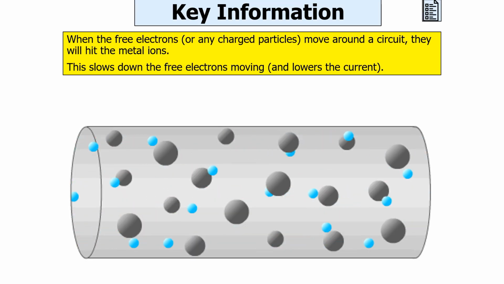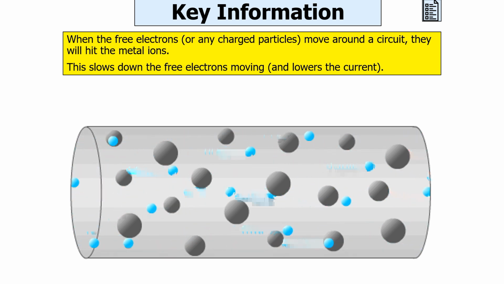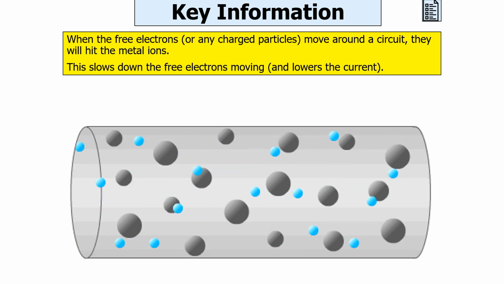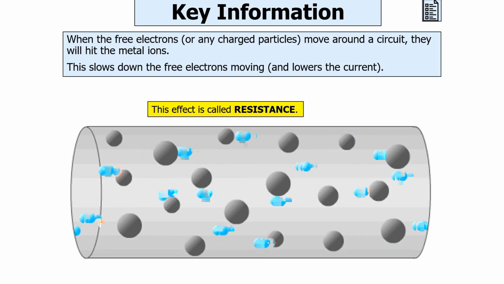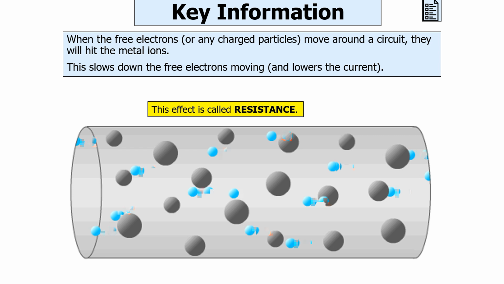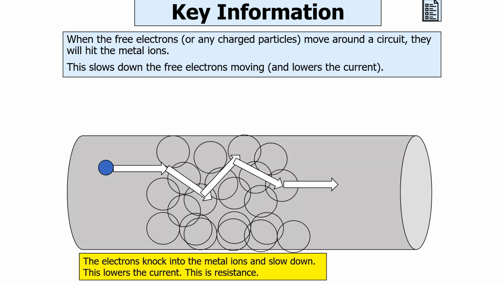Now, when free electrons or any charged particles move around a circuit, they will hit the metal ions of the wire. This slows down the free electrons moving and lowers the current going through the wire. This effect is called resistance. So fundamentally, the electrons knock into the metal ions and slow down, lowering the current, giving us resistance.